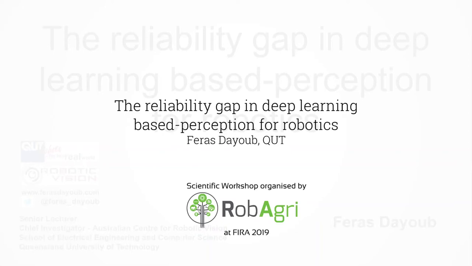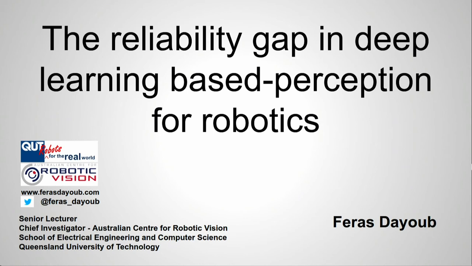Okay, today I will talk about the reliability gap in deep learning for robotic perception. But first, I will motivate why I'm interested in this topic. I will give an example of a few projects where we deployed deep learning on robots. And then I will talk about the gap, identifying what came out of these projects as insights, and then I will talk about the research we are working on currently in this area.